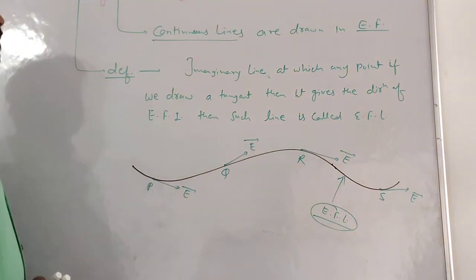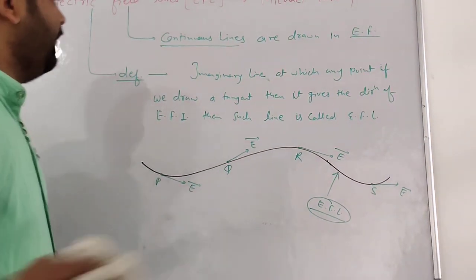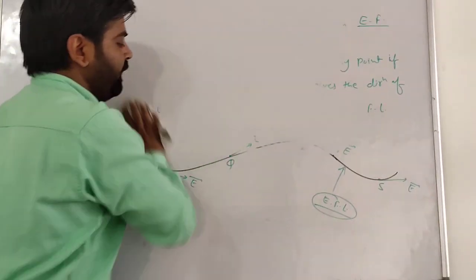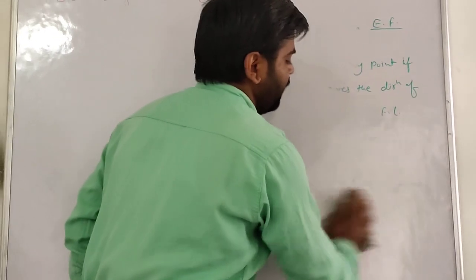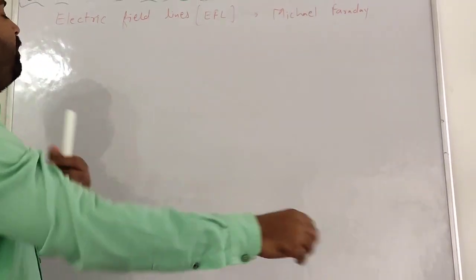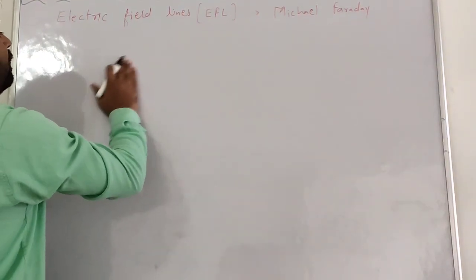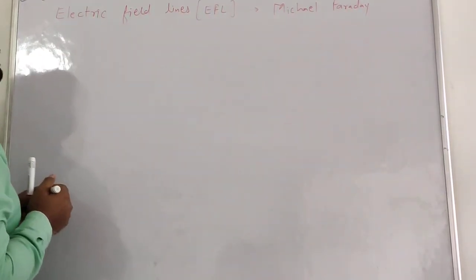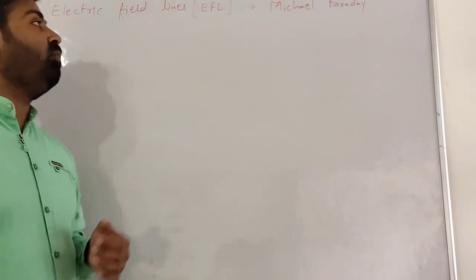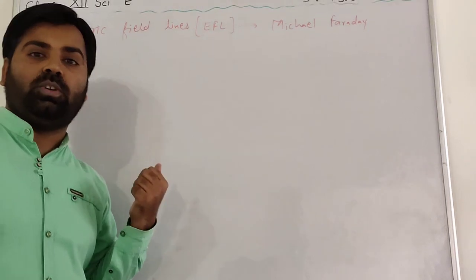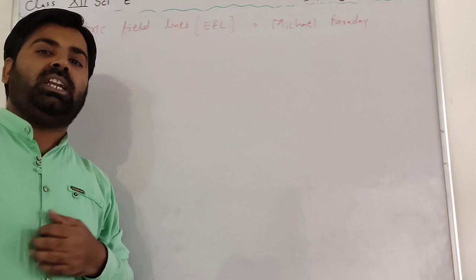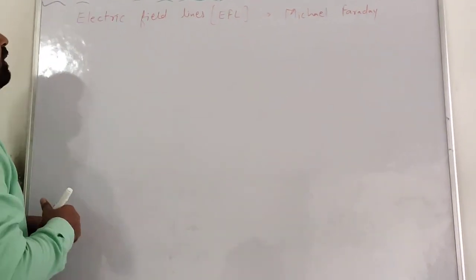Now we discuss the properties of electric field lines. This question is important from the point of view of the class 12 board examination. In the class 12 board examination, a 1 or 2 marks question is put up from electric field lines. The question is: what are electric field lines? Give any 1 or 2 properties of electric field lines. So we discuss the properties.